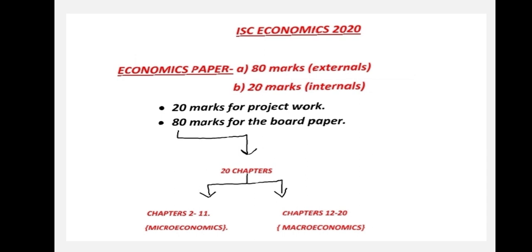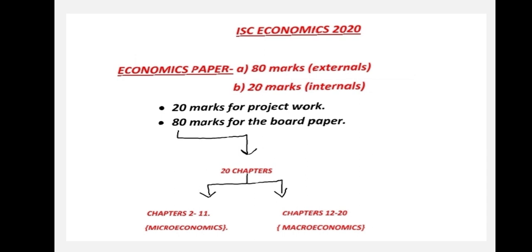If I talk about these 80 marks, it includes all the 20 chapters of your economics book, which is divided into two sections. Chapters 2 to 11 is your microeconomics, whereas chapters 12 to 20 is your macroeconomics part. The chapters here are according to the ISC Frank Economics publication.